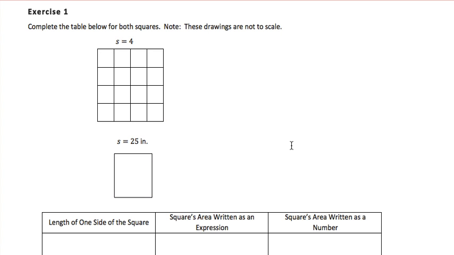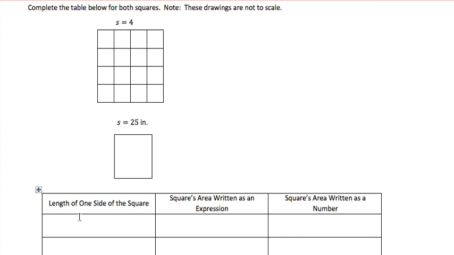Looking at exercise 1, they're asking us to complete the table for both squares, and keep in mind that the drawings are not to scale, meaning that you can't measure them to find the information. So the length of one side of the square in our first square is 4. The square's area written as an expression would be 4 to the second power, or 4 squared, and written as a number would be 16. And those are square units, which we simply write as units squared.